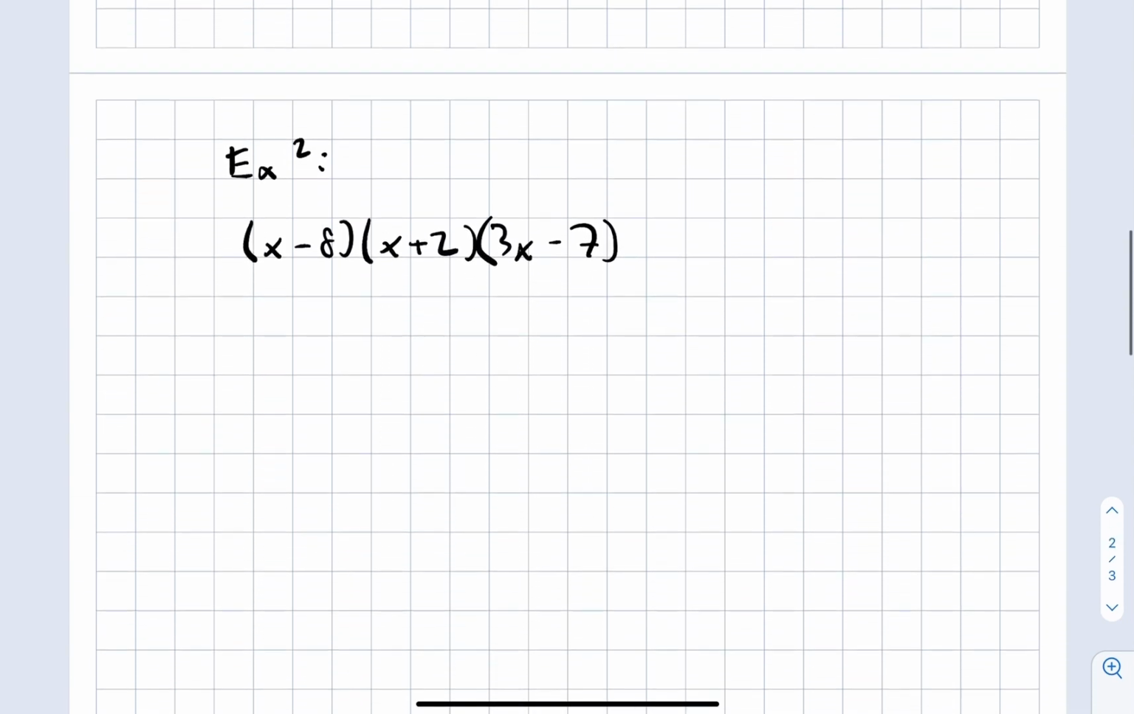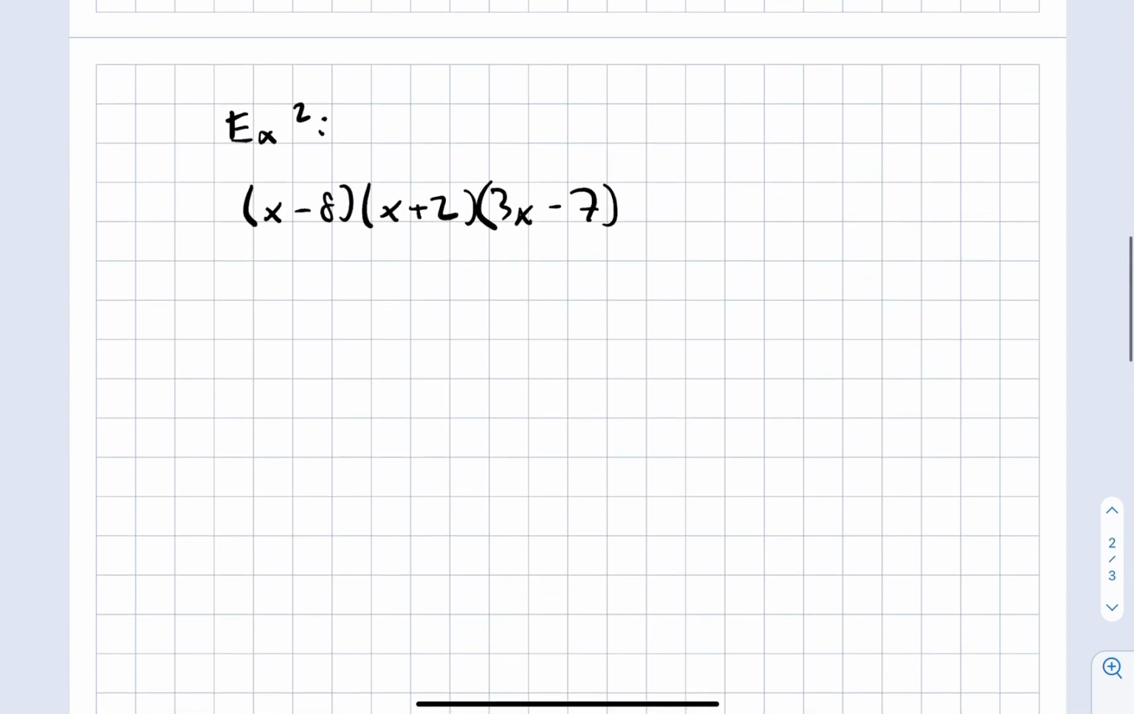And now let's take a look at another example here. We actually have here our 3 polynomials. We have 3 binomials. And so what we're going to have to do is multiply this binomial times this binomial times this binomial.